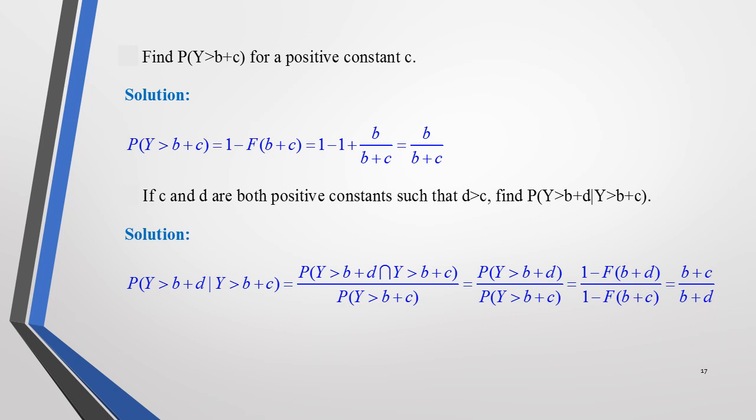So the intersection between Y greater than b plus d and Y greater than b plus c will be Y greater than b plus d. Again, since Y greater than b plus d is contained in Y greater than b plus c, the intersection between them is Y greater than b plus d. If we use the CDF to get these probabilities as in the previous question, we will find that this conditional probability is equal to b plus c divided by b plus d.